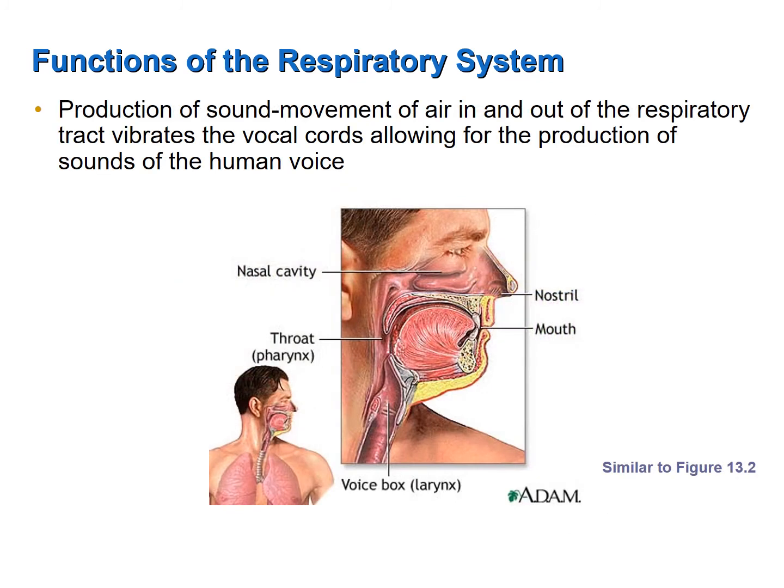The respiratory system also houses the organs involved in the production of sound. As air moves in and out of the respiratory tract, vocal cords located in the larynx vibrate, allowing for the production of sounds of the human voice.